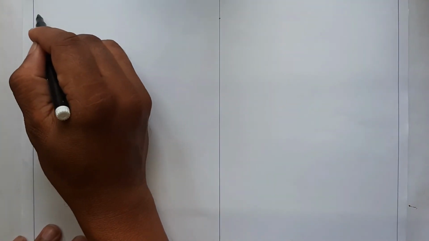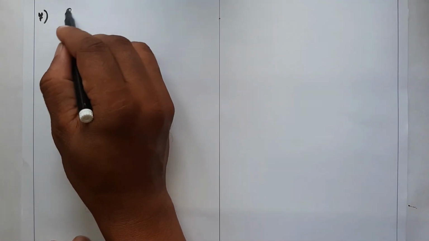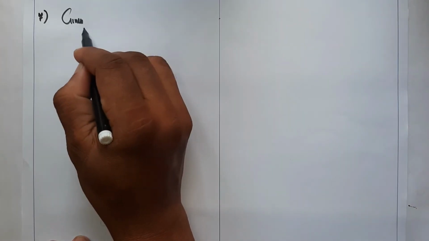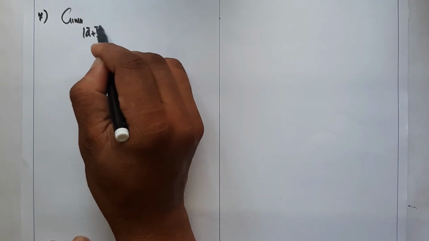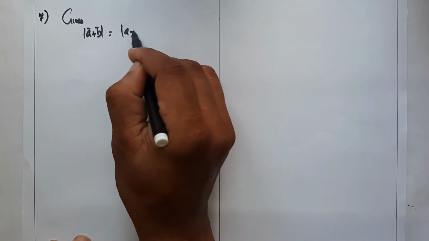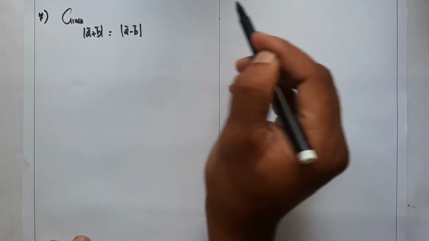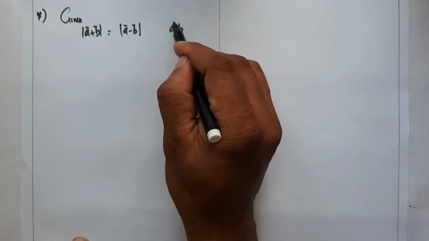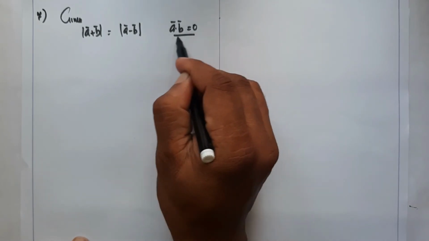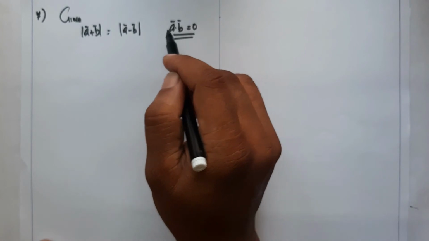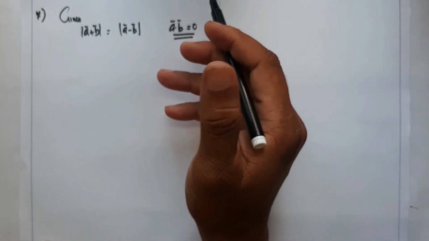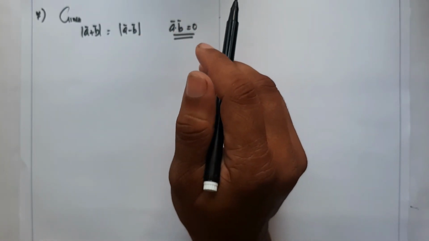Now next question. If modulus of A plus B is equal to modulus of A minus B, then show that vector A and vector B are perpendicular. That means we have to prove that A dot B equals 0. It's very simple. Directly proving A dot B equals 0 is not possible.